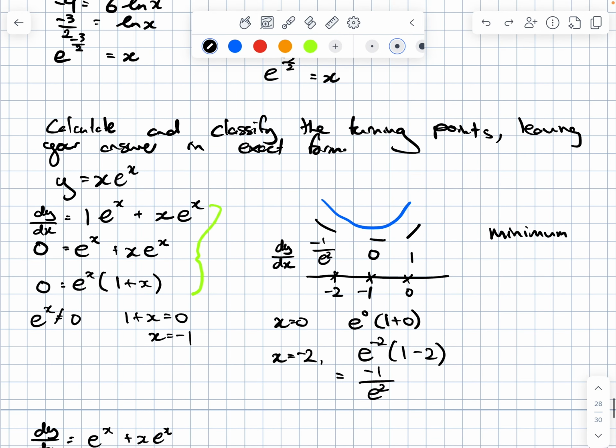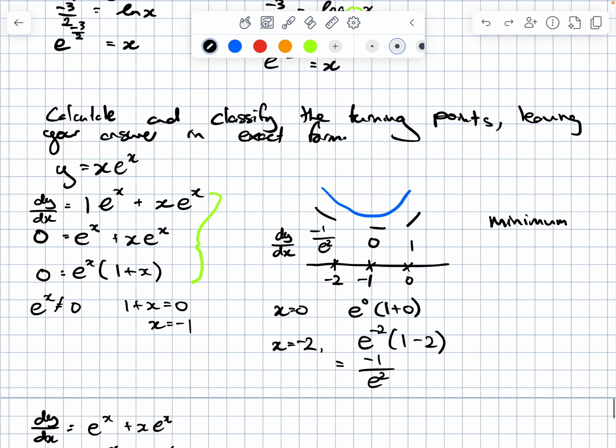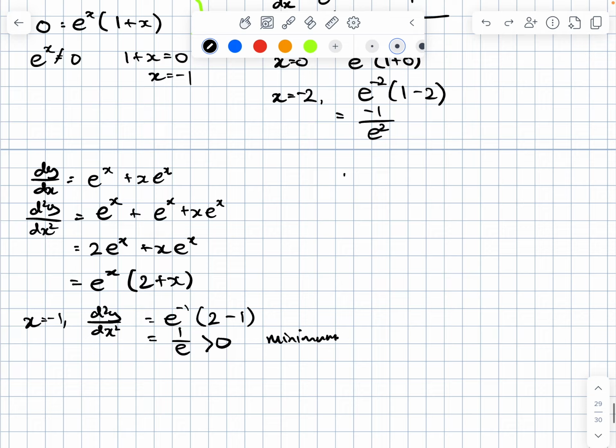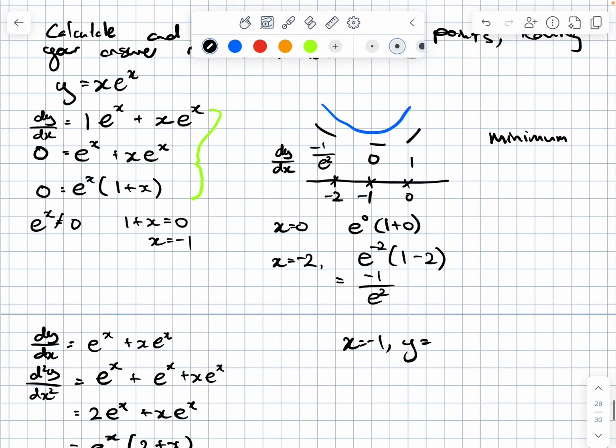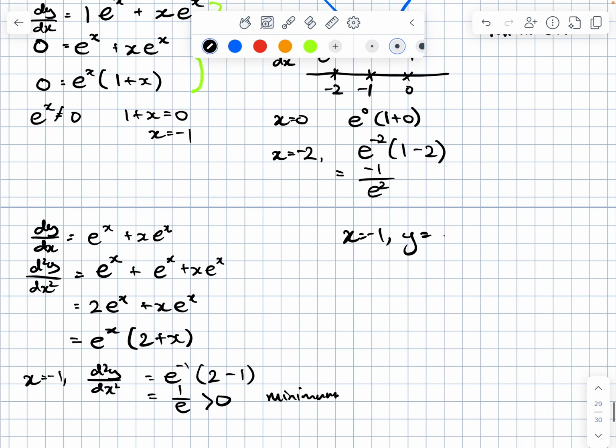Now that we know that x equals -1 is a minimum, we actually need to answer the question, which is the turning points. Now it doesn't say x value, so that implies coordinate. So when x equals -1, y equals, the function is x e to the power of x, so that's -1 times e to the power of -1, which is just -1 over e. So the answer to the question, -1 over e, is a minimum.